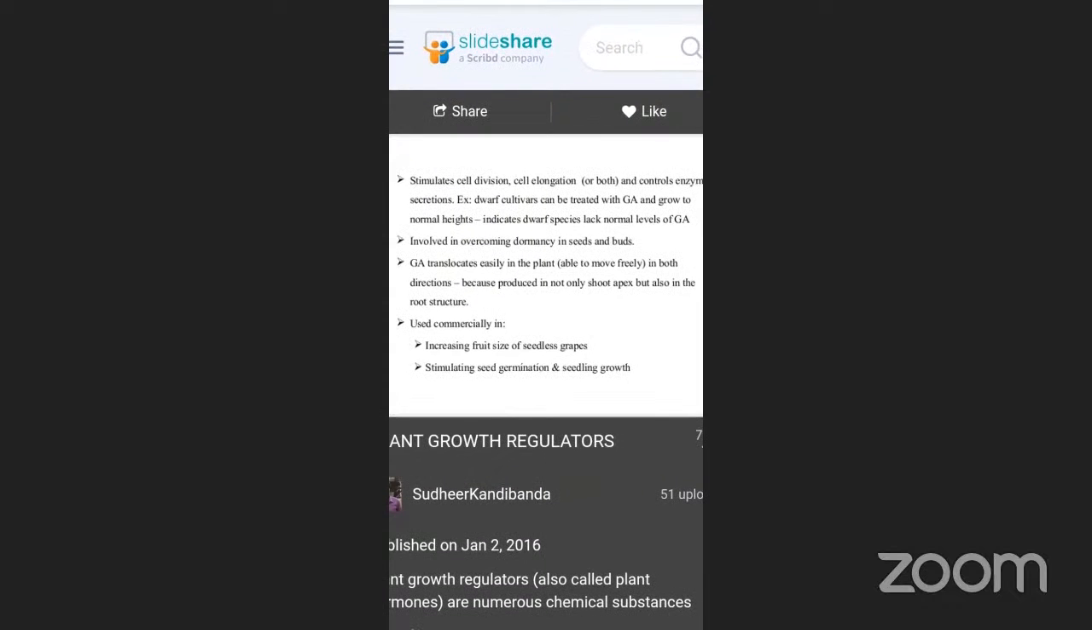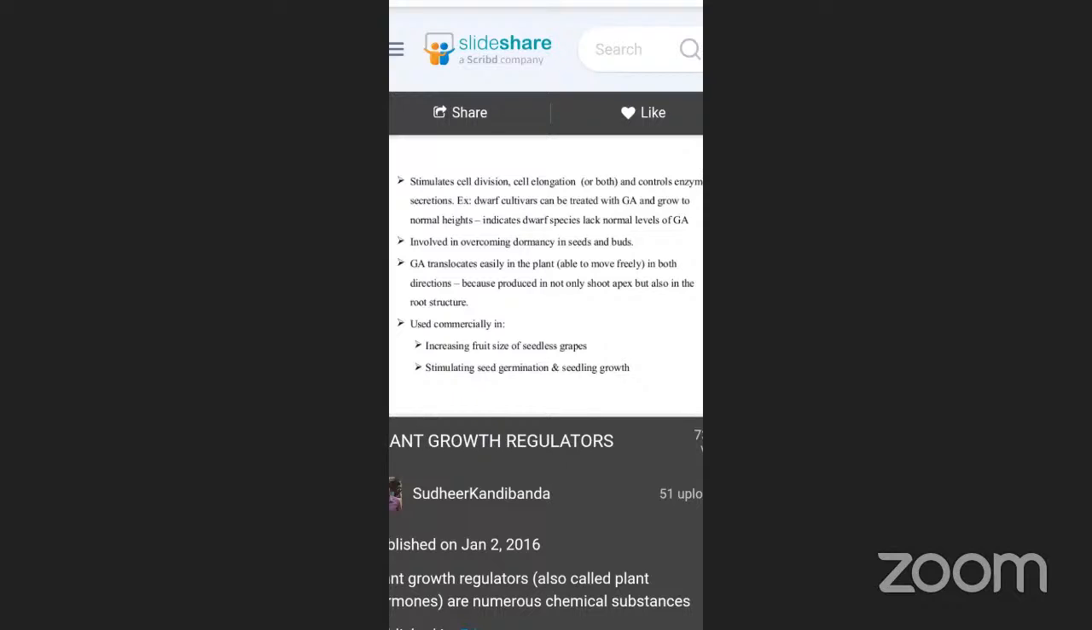Gibberellin is transported easily in the plant in both directions, because it is produced not only in the shoot apex but also in the root. Next application is bolting and flowering. In rosette plants such as mustard, cabbage and radish, the leaves develop closely and the internodes are retarded. So we apply gibberellin to these plants, and the stem growth increases suddenly. This sudden increase in stem growth is known as bolting.